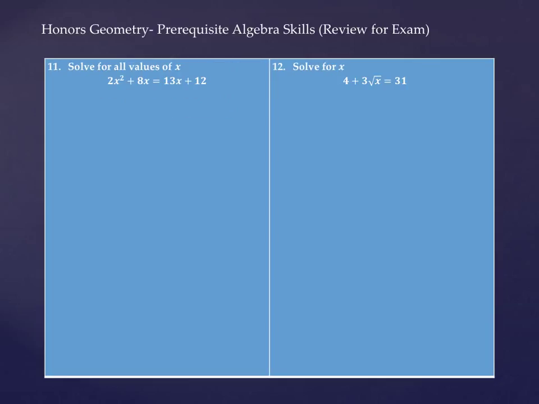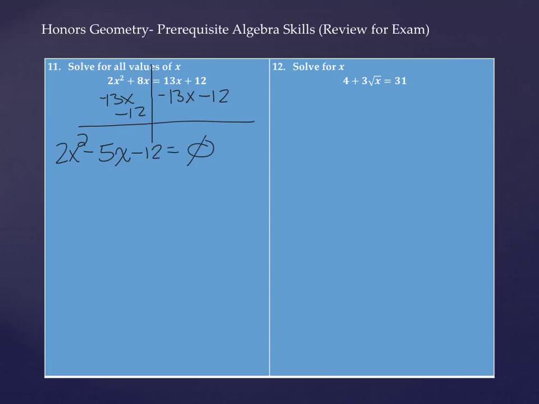We are now going to get everything over, so I'm going to subtract 13x and I'm going to subtract 12. Whatever I do on one side, I've got to do on the other. So I'm just going to, well, this is a little messy. I don't like it to look this messy. 2x squared, and 8x minus 13x is negative 5x. And there was no other constant over here for the 12 to combine with, so it's just minus 12.